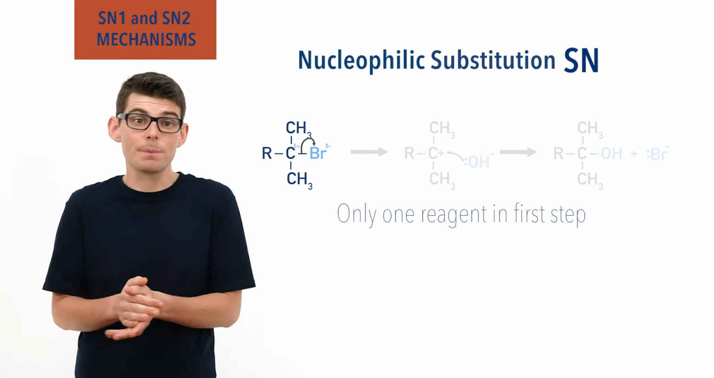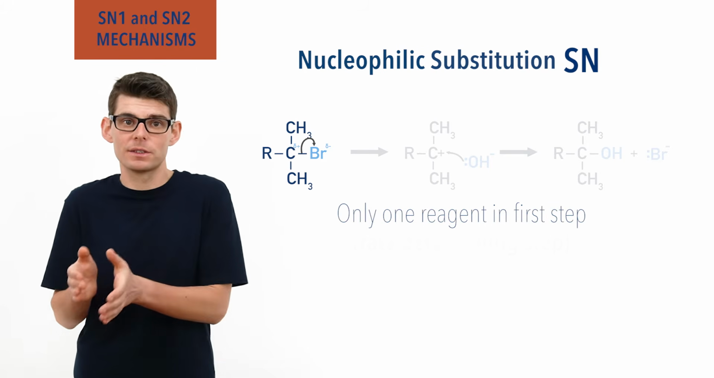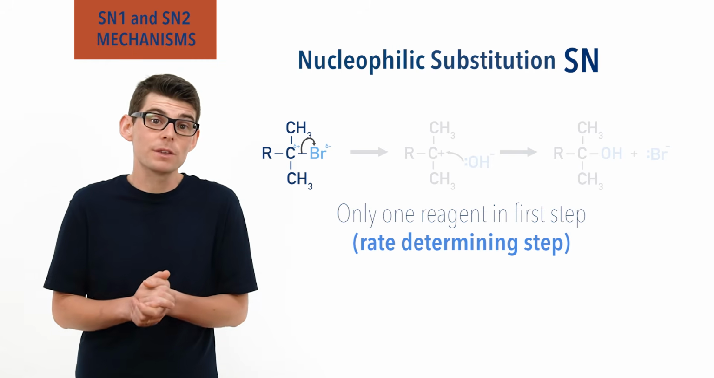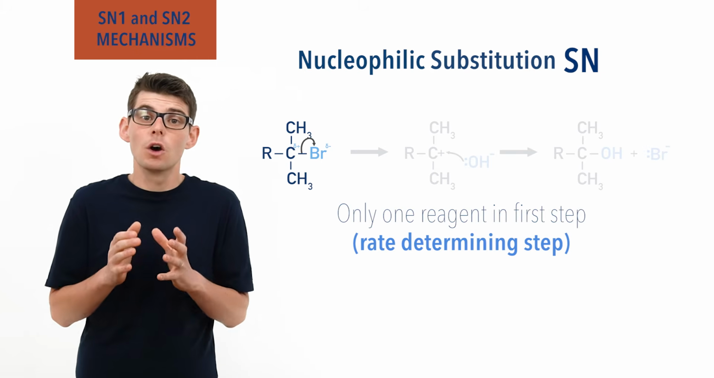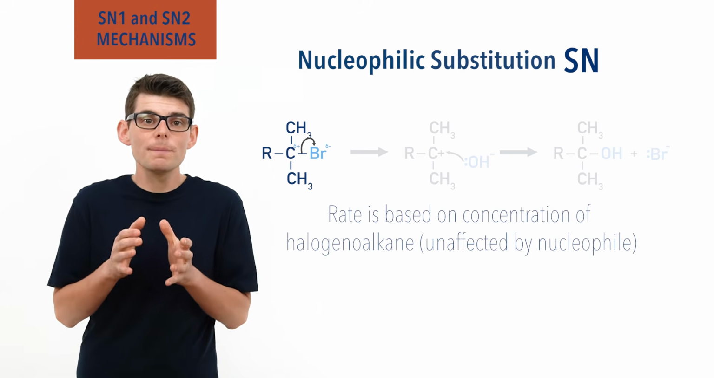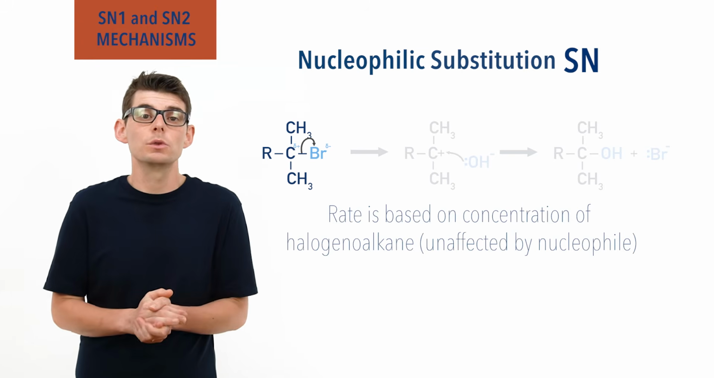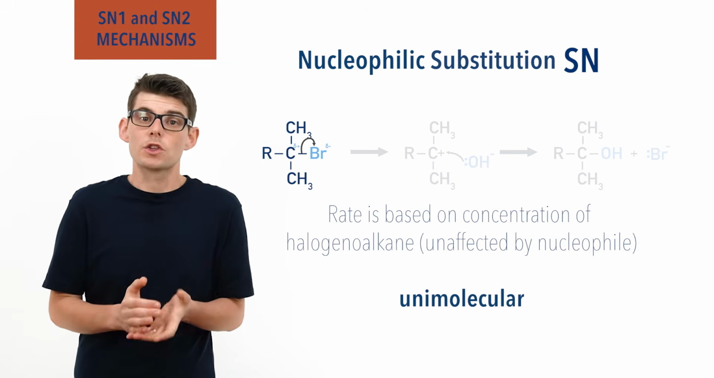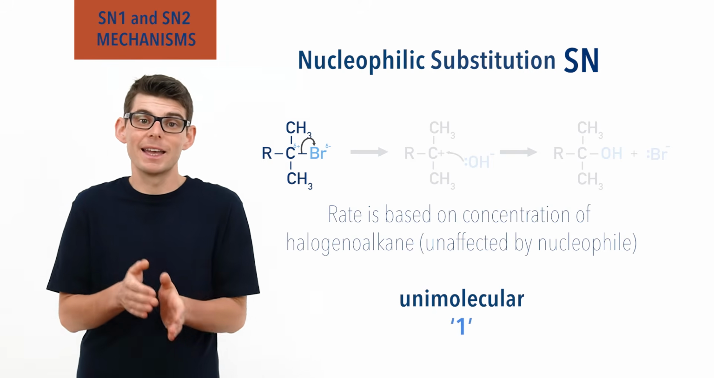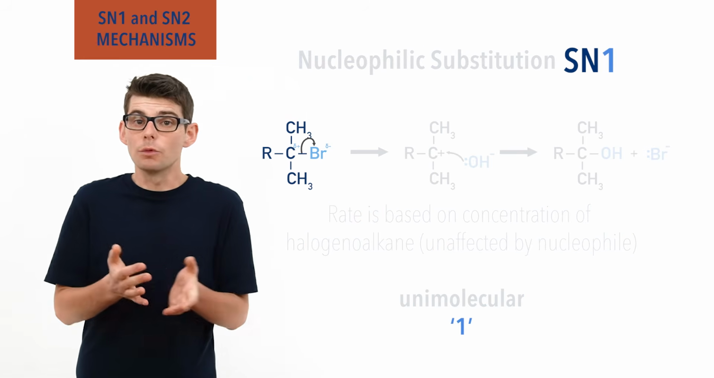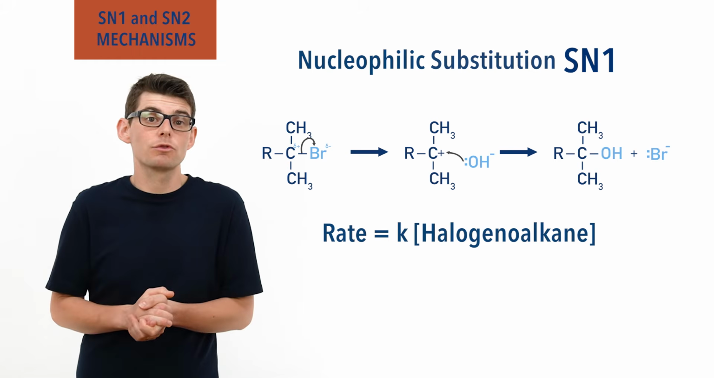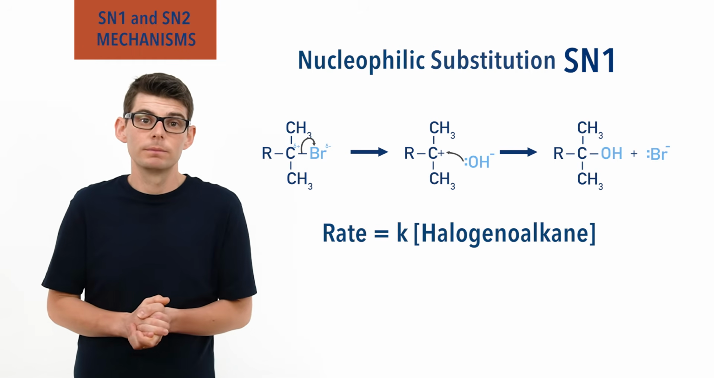The slowest step, the rate determining step, is this first step, the carbon-halogen bond breaking. This means the rate of reaction is only dependent on the concentration of halogenoalkane reacting. It is only based on one reactant and is called unimolecular. We show this with the number 1, and the whole mechanism can be summarized by SN1. The rate equation would be rate equals rate constant K multiplied by the concentration of halogenoalkane.